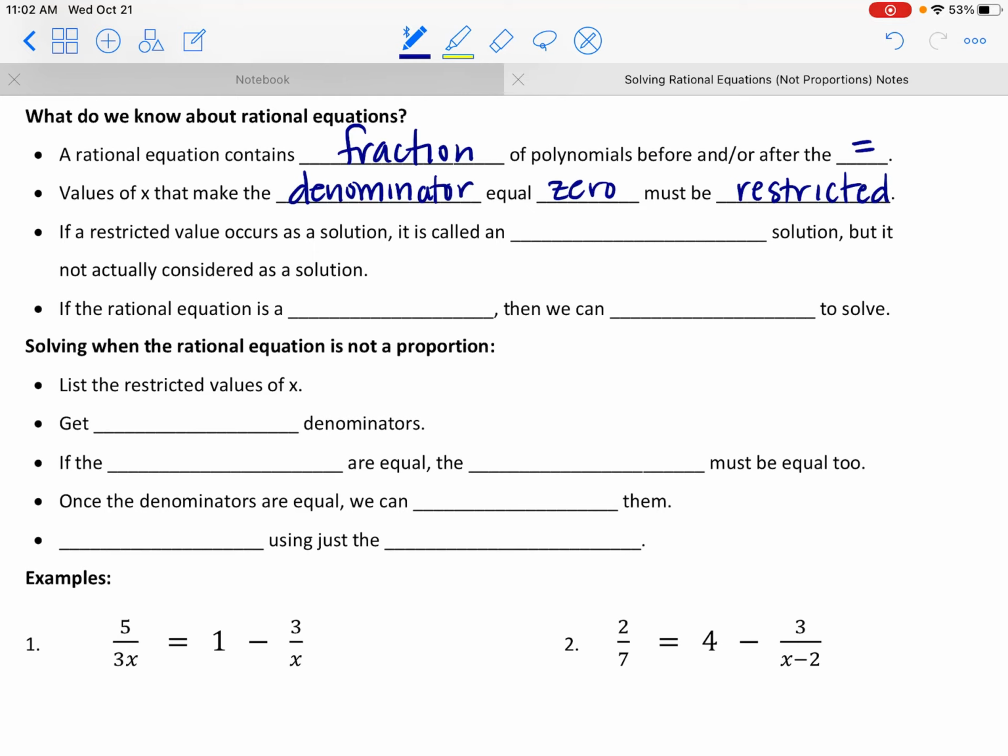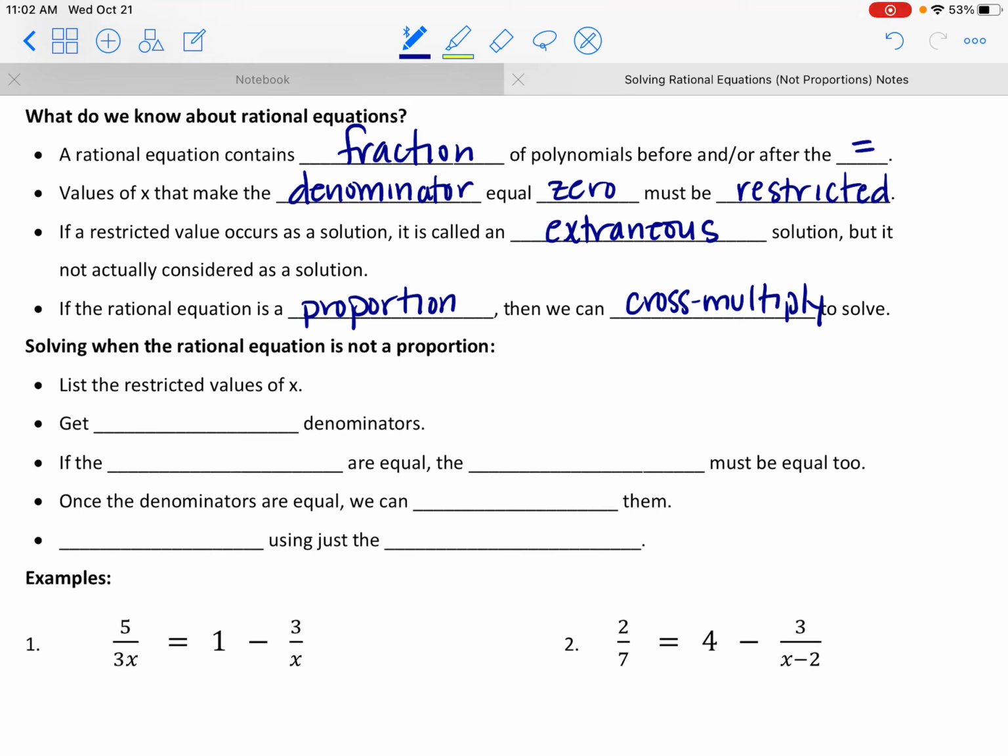And then if a restricted value occurs as a solution, it's called an extraneous solution. Although we call it an extraneous solution, it isn't considered a valid solution. Now I know those didn't occur in the last topic, but we will see it happen here. And then lastly, we said if a rational equation is a proportion, one fraction equal to one fraction, then we could just cross multiply to solve.